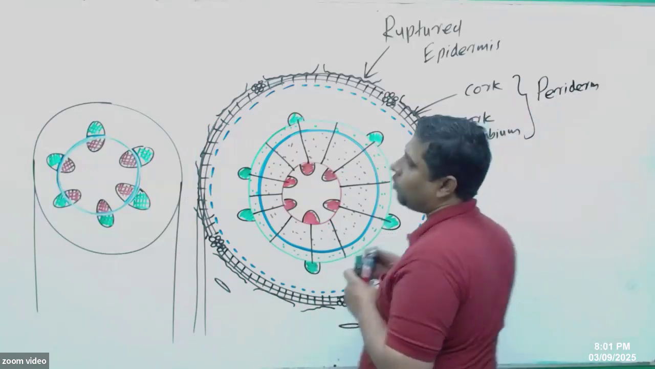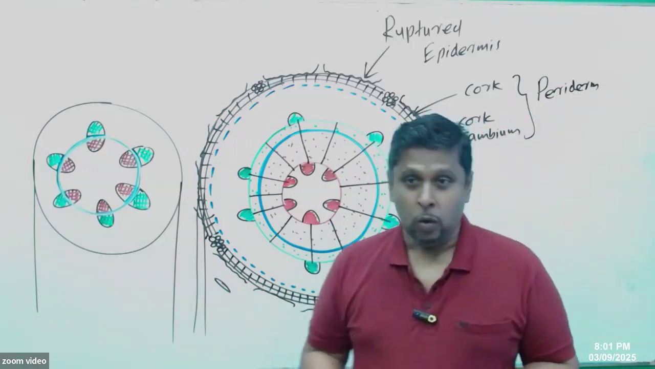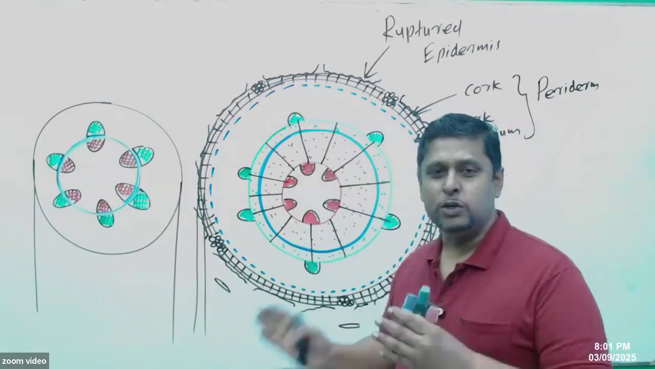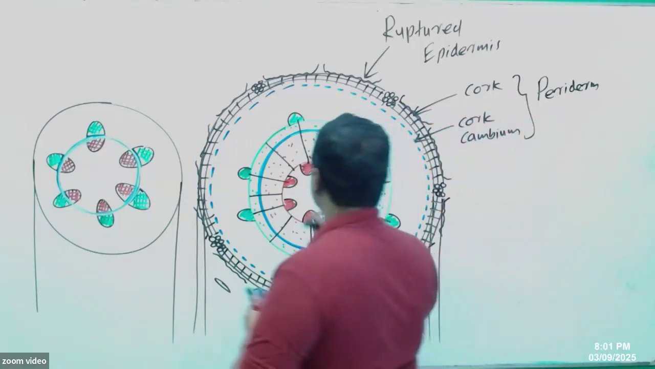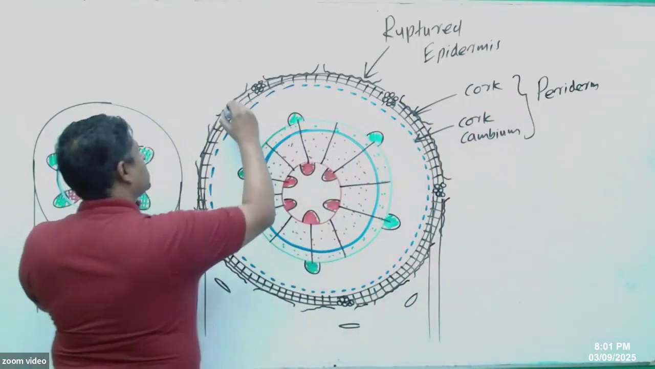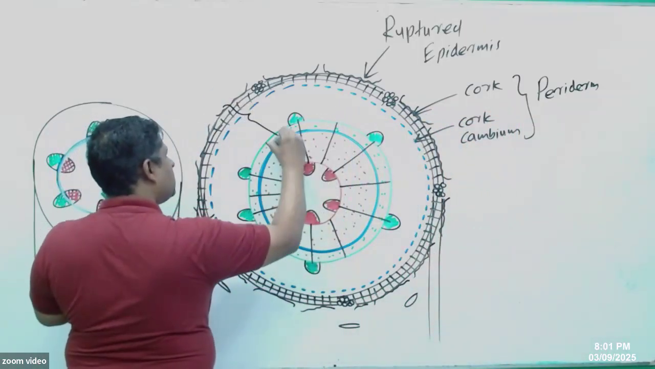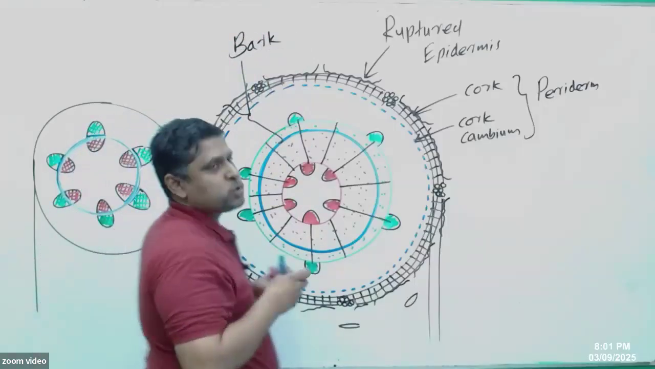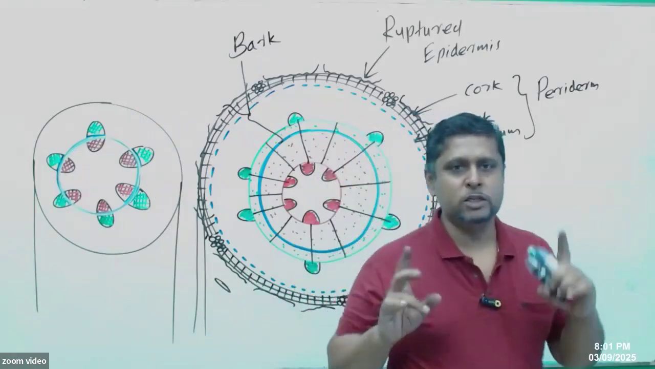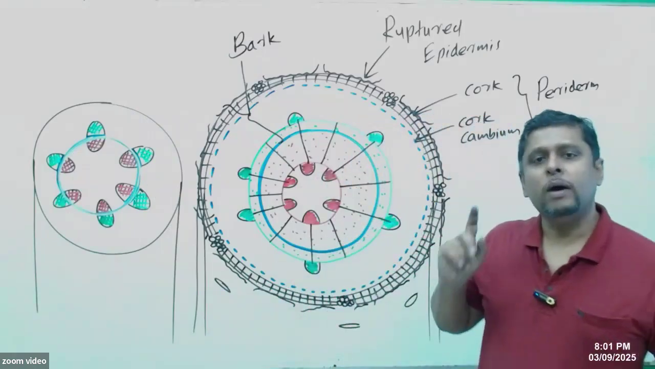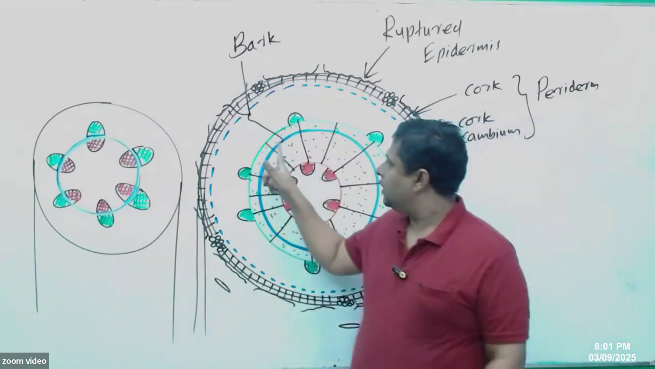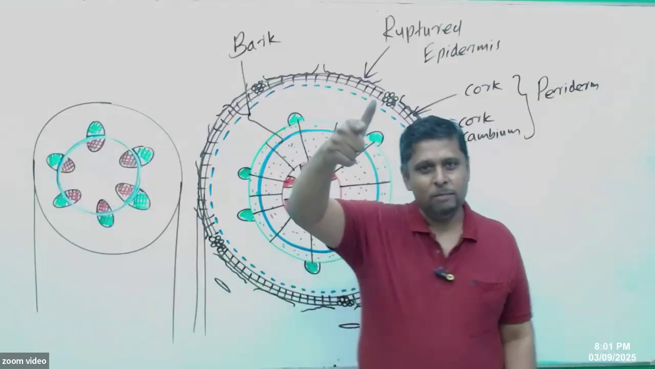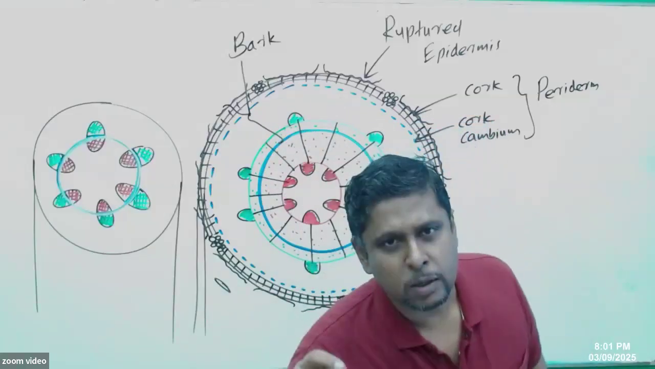So there is a question now. Bark. What is bark? All tissues outside the vascular cambium is bark. So we can take this part as bark. The vascular cambium is not part of it. Can you tell me, what tissues are included in the bark?